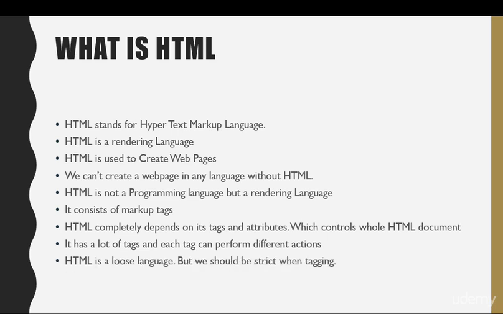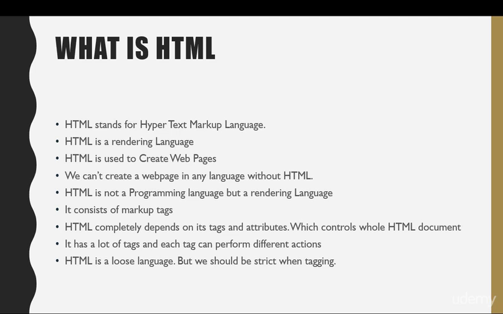HTML is a loose language, but we should be strict when tagging. What is the meaning of a loose language, or that we should be strict? For example, you put the starting tag and the ending tag, but in the starting tag you write the text of the tag in small letters, and then you make it capital in the ending tag. So HTML is a loose language, it has no problem, but you should maintain case sensitivity.